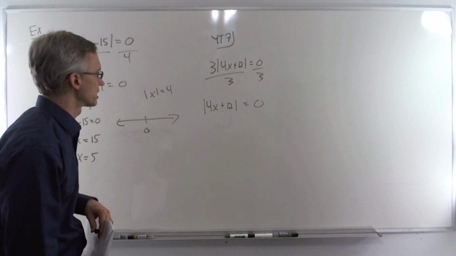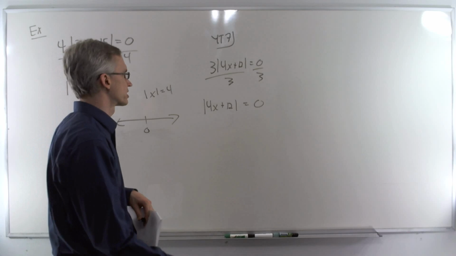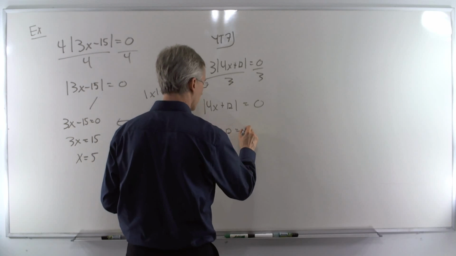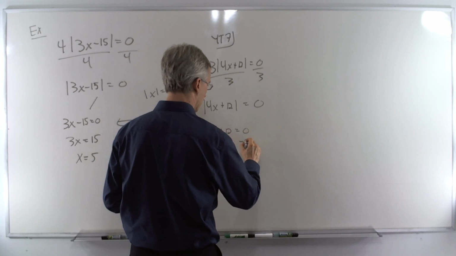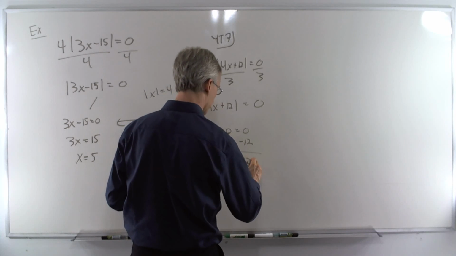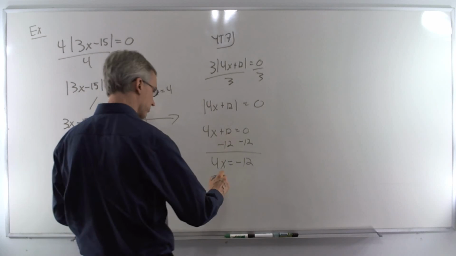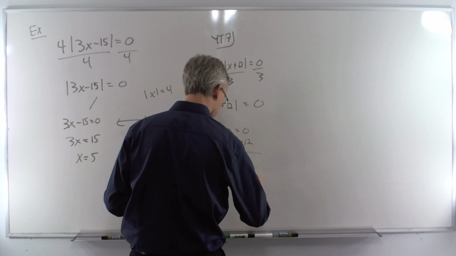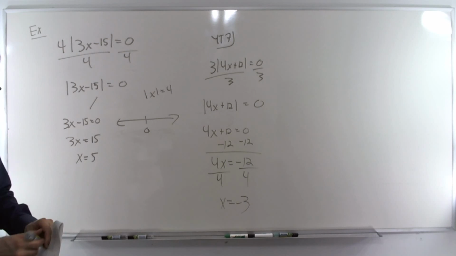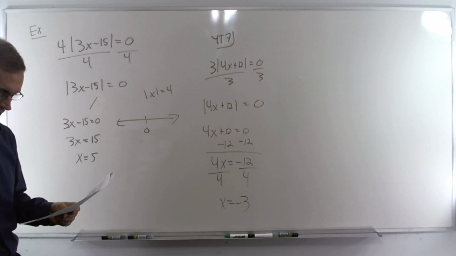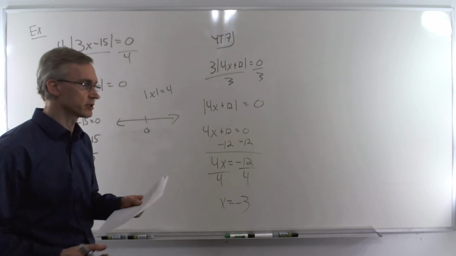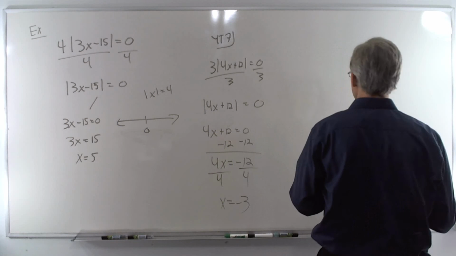All right, divide both sides by 3, you get absolute value of 4x plus 12 equals 0. Remove the absolute value bars and solve. All right, subtract 12 from both sides, we get 4x equals negative 12, divided by 4 on both sides, and x equals negative 3. All right, next up we're going to look at equations that have more than one set of absolute value bars.